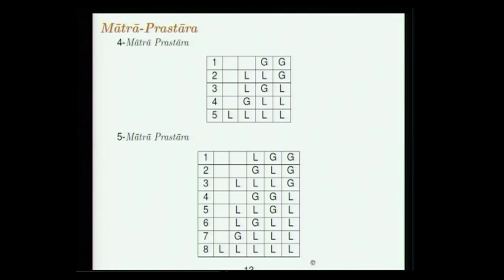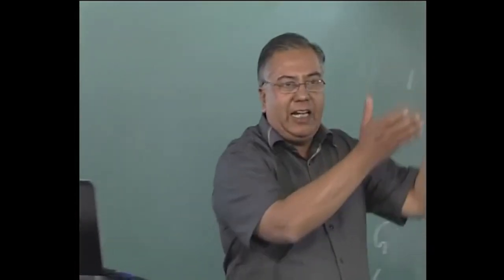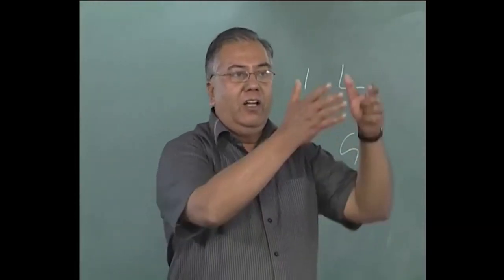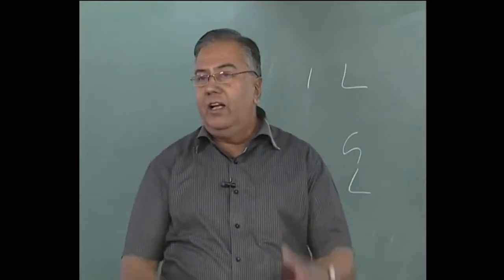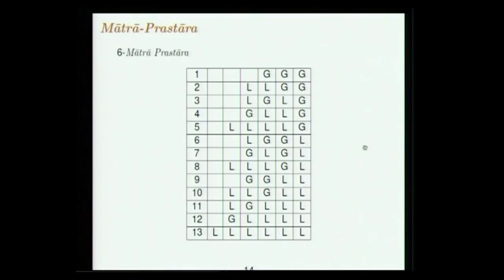So, the way to generate 6 is, generate all the 4, generate all the 5. To the 4, you put a G on the right. To the 5, you put an L on the right. That will be prastara of vrittas of 6 matras.